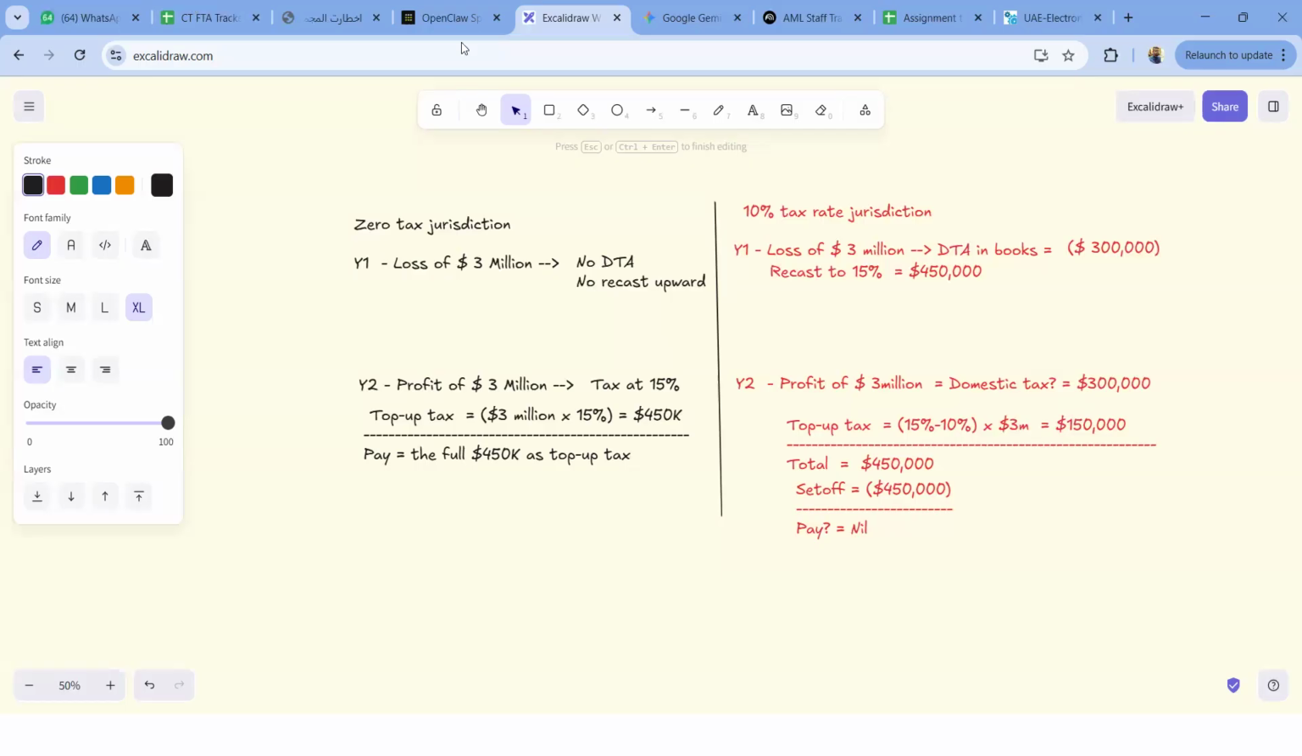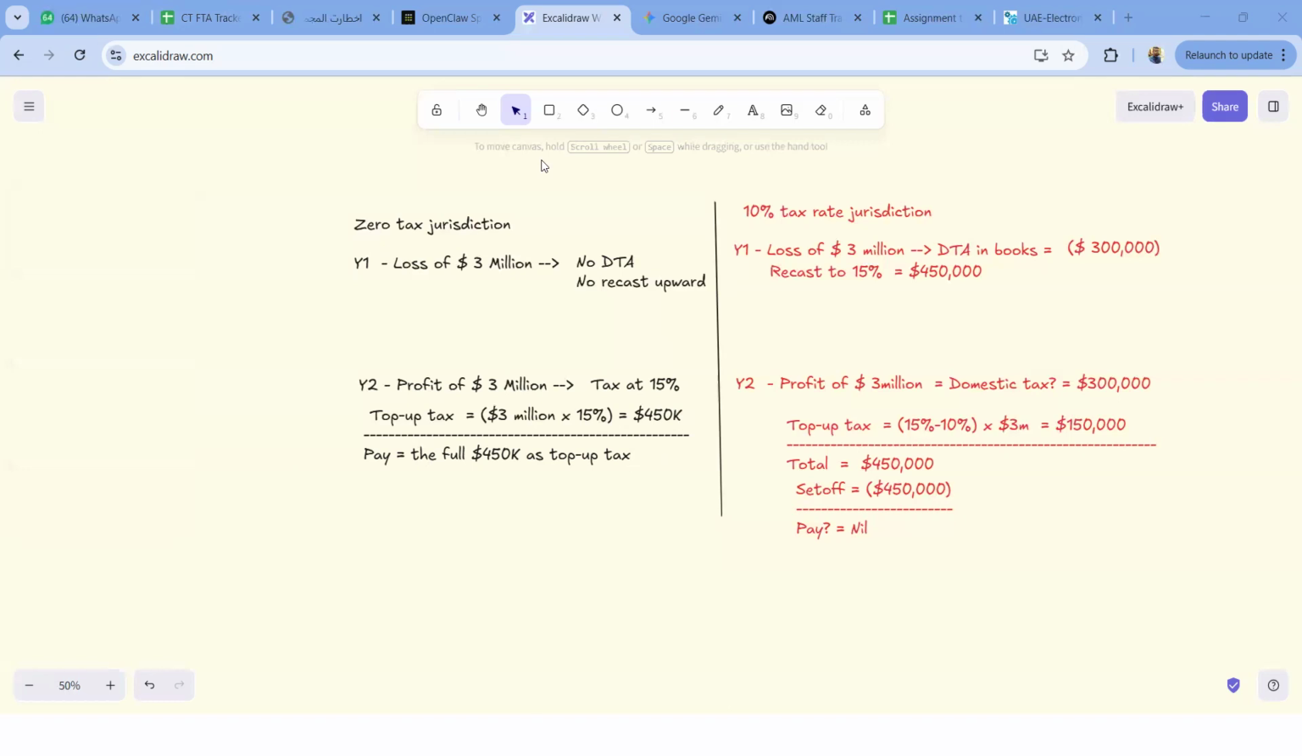Did you understand your question, Sahil? How do you end up losing if you never had a DTA in the first place? You end up losing because there is an option for recasting which you can't apply because you didn't record any DTA in the first place. When you pay top up tax, you can't recast upward anything as a loss. So isn't this a genuine problem for a zero tax jurisdiction?